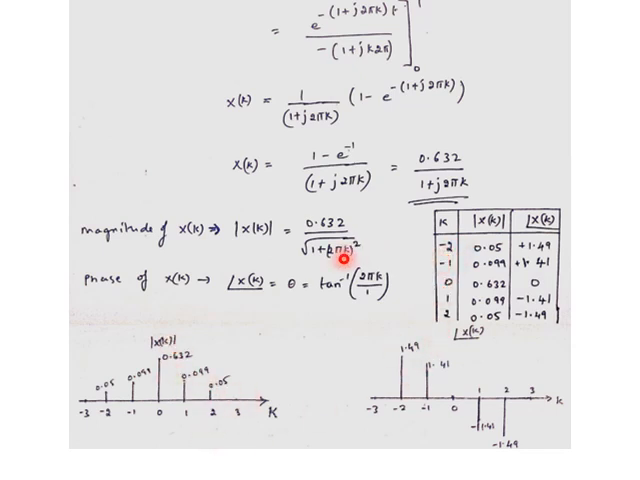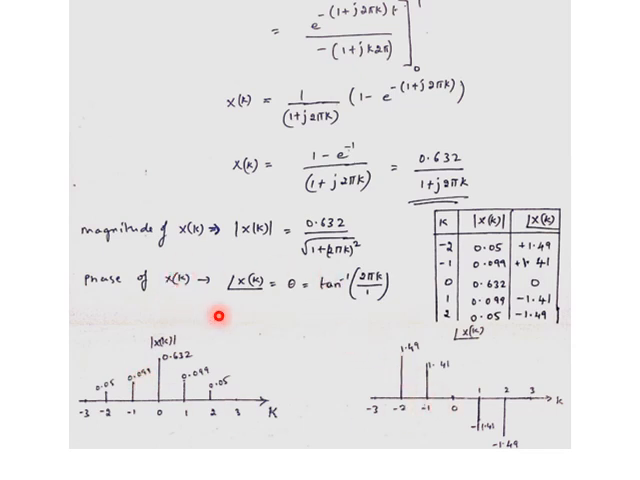So when k equal to minus 2, the magnitude value will be 0.632 divided by the square root of 1 plus (2 pi) whole square. After simplification we get 0.05. Similarly, I need to calculate the remaining values of x of k when k equals minus 1, 0, 1, 2. We will get different values of x of k in the magnitude. If I plot that, the waveform is exponentially decaying to the right-hand side and to the left-hand side with respect to the vertical axis at 0. This is the magnitude of x of k which is obtained.